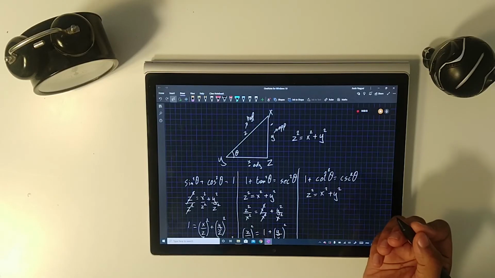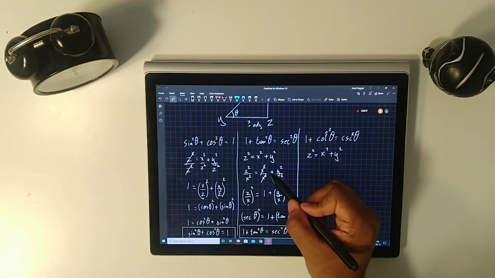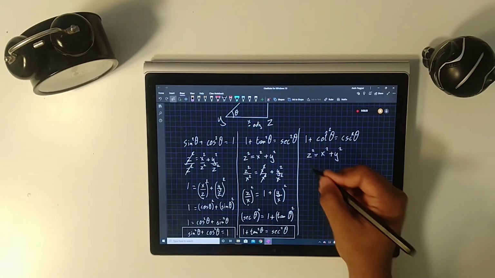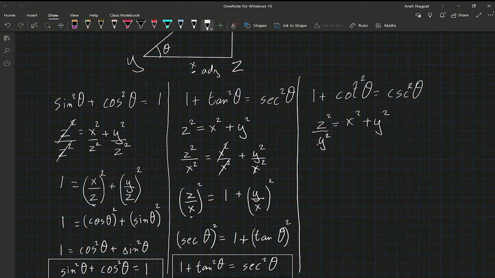That's it. So by now you know the drill. First we divided by z square, then we divided by x square, so the only term left to divide by is y square. So we'll divide by y square: z square over y square, x square over y square, and y square over y square. Now we know y square divided by y square would cancel out and give us 1, and x square over y square can be written as x over y whole square, and z square over y square can be written as z over y whole square.